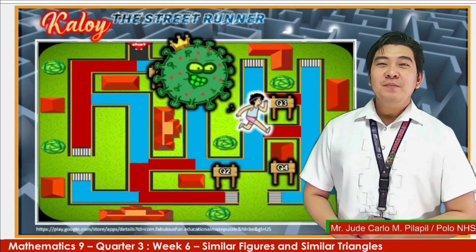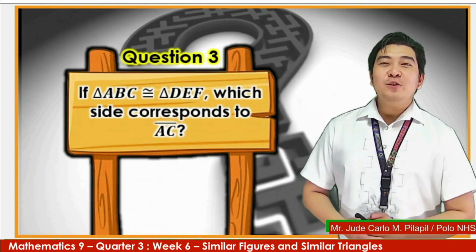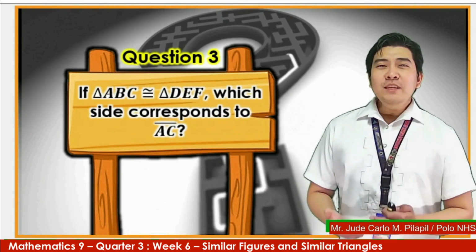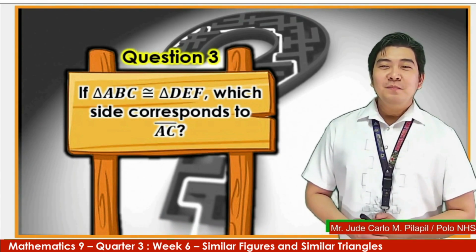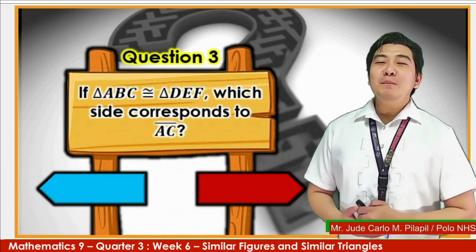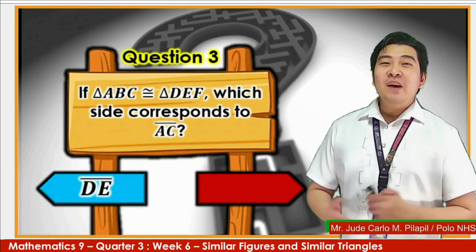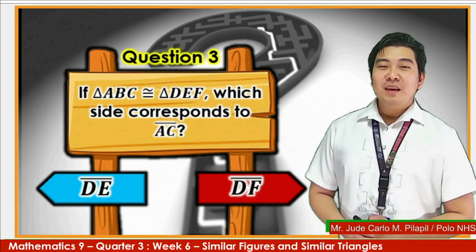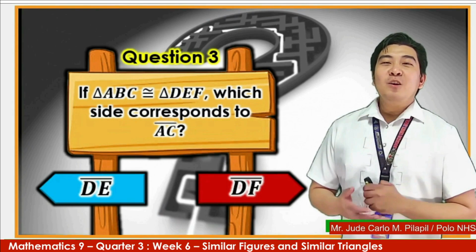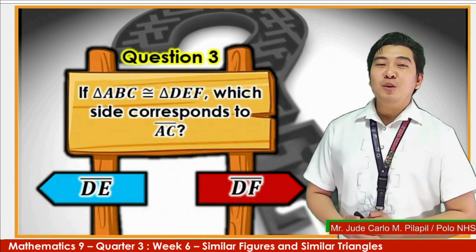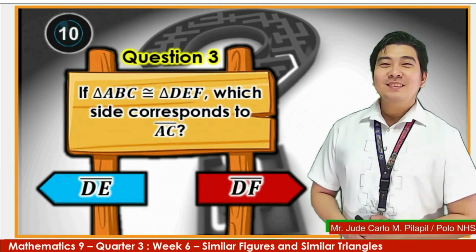Question number 3. If triangle ABC is congruent to triangle DEF, which side corresponds to segment AC? Should we choose the blue path with segment DE or the red path with segment DF? I hope that you can still remember your grade 8 lesson about the correspondence of parts of congruent triangles. 10 seconds on the time, go!